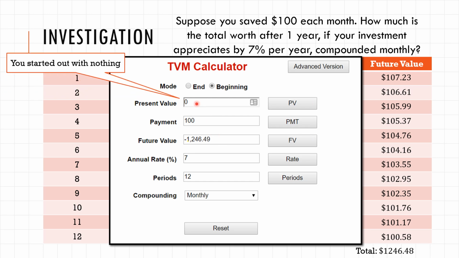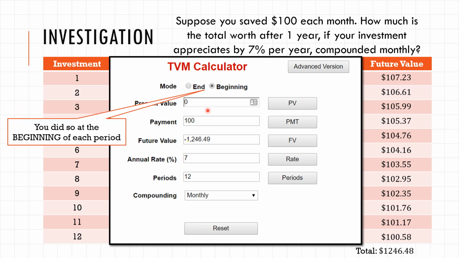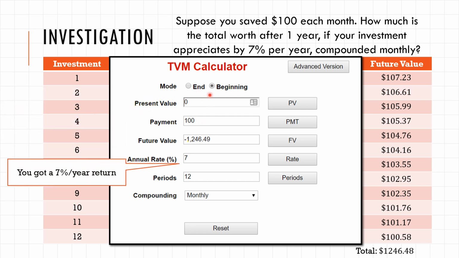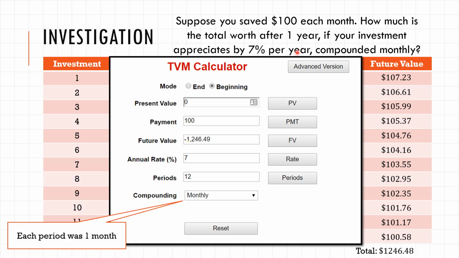So we started out with nothing. We made deposits of $100. We did that at the beginning of each period. We got 7% per year as our return rate. And we did that 12 times because each period was exactly 1 month. And that gave us our future value.